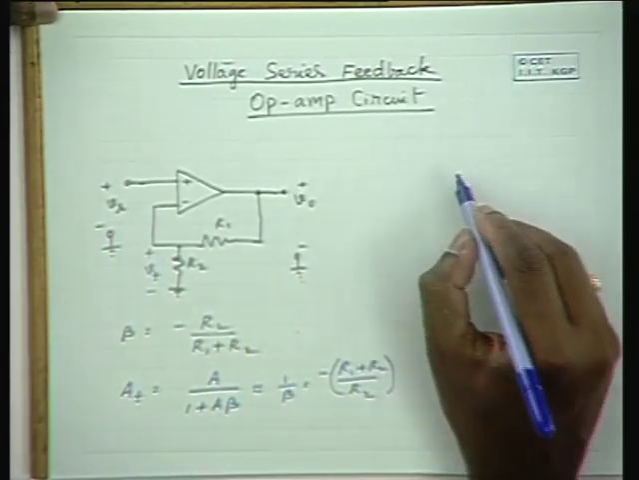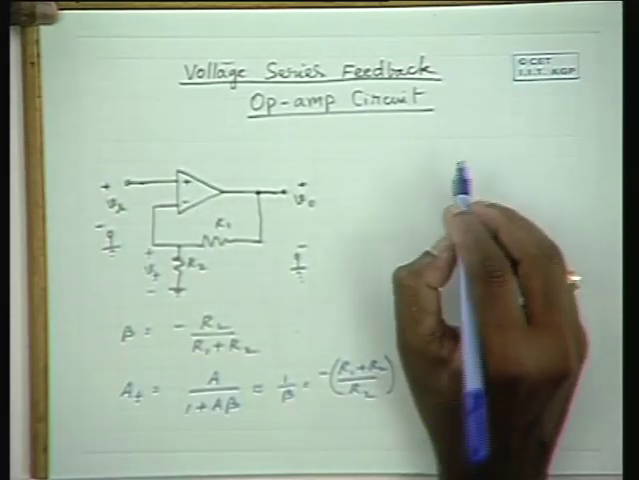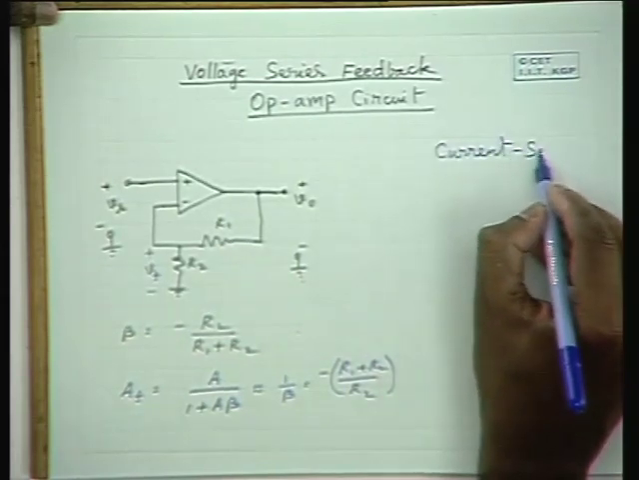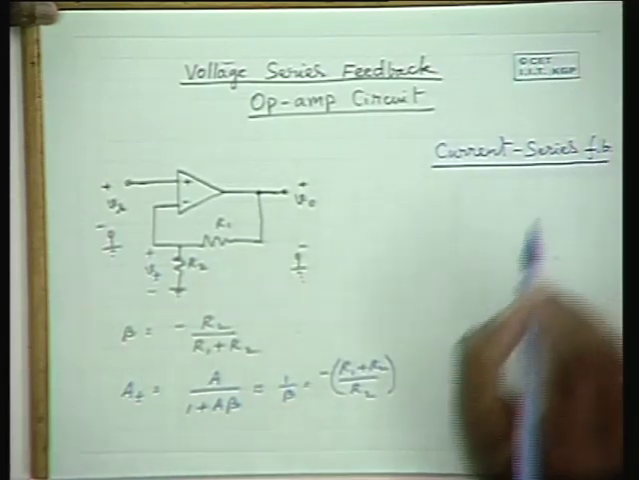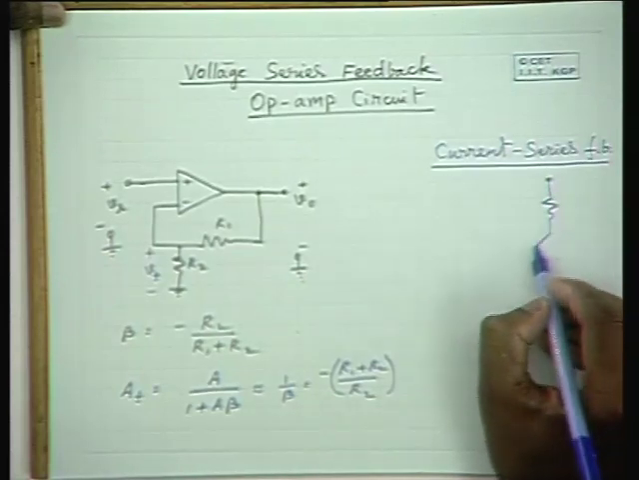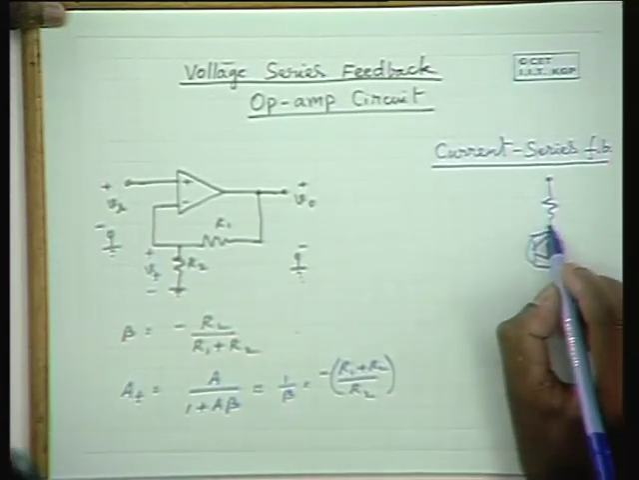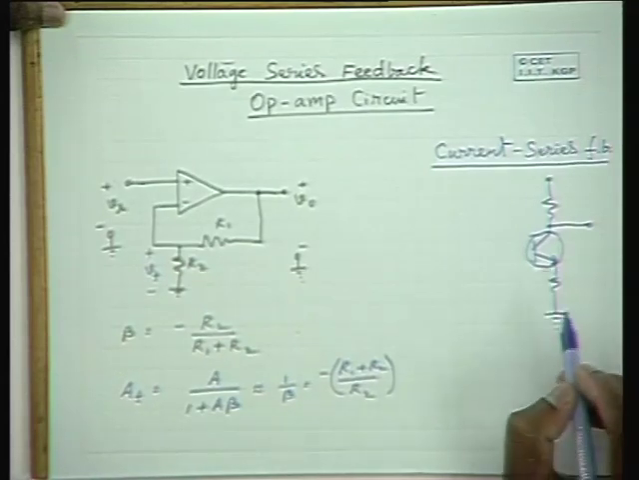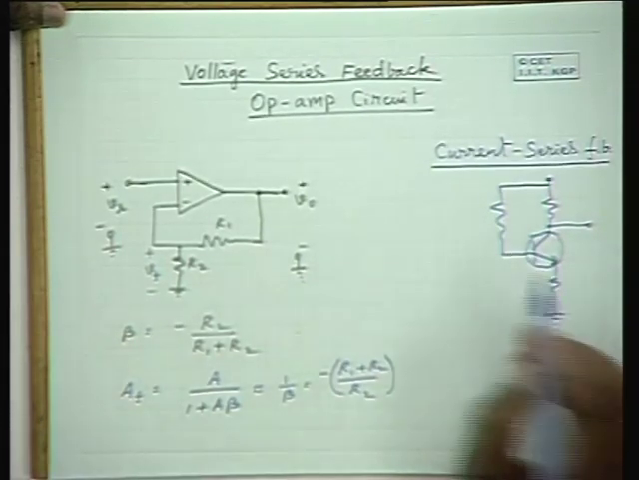And I will give you another example. This was for voltage series, and now I will give you a circuit example for current series feedback. So this is the example. I am giving an example of a transistor circuit. The output is taken here. It is a common emitter configuration, and this is for the sake of biasing.